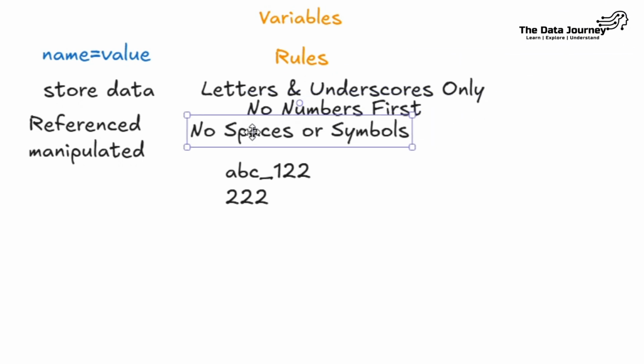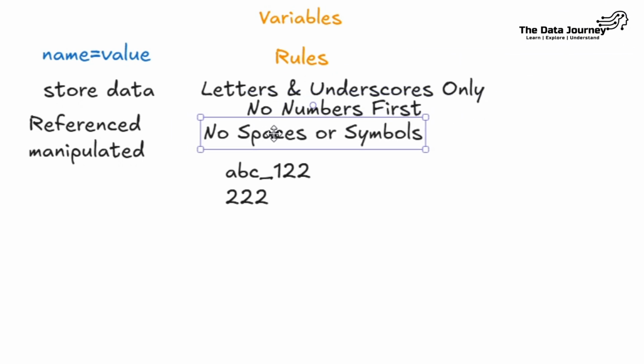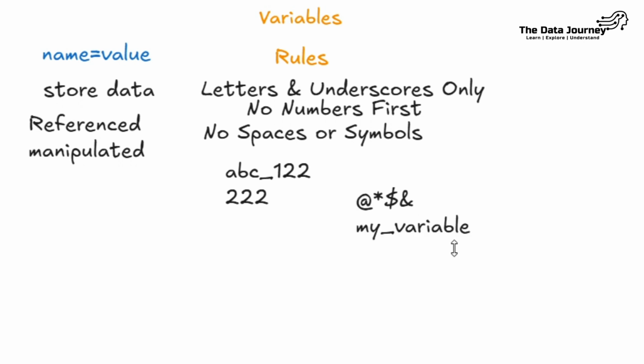And no special spaces or symbols. We'll be having a number of symbols, right? Like at the rate, or the dollar, or the and symbol. We are not supposed to start the variable name with these kinds of symbols. No spaces at all. If you wanna add multiple words like my variable, here we can use underscore but not space.